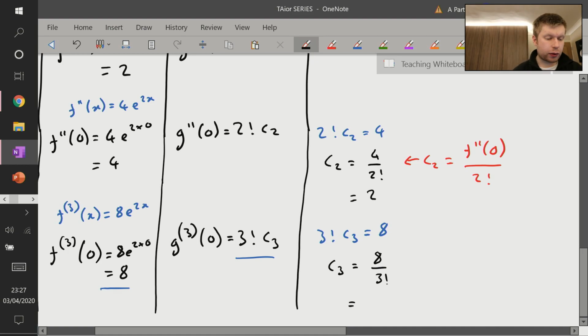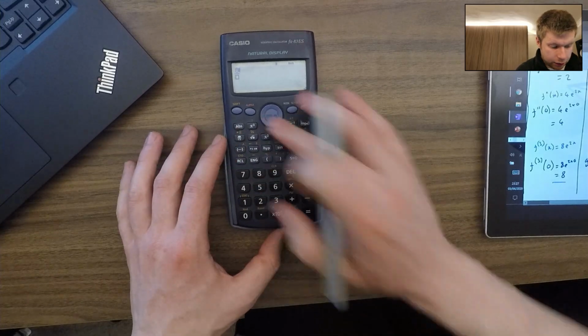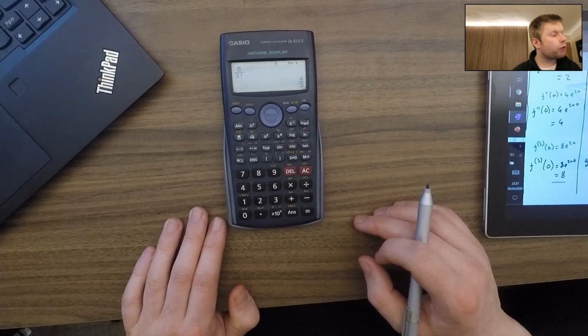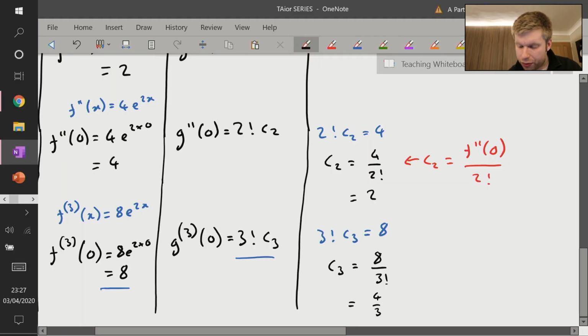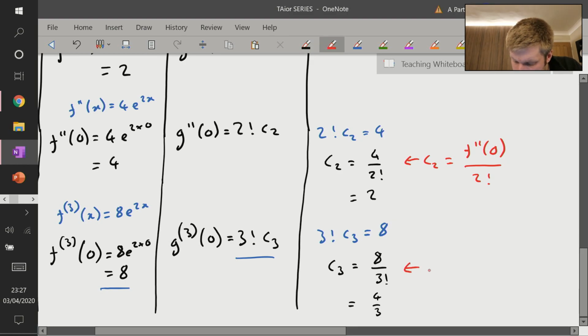So if I stick that into a calculator, I can do 8 divided by 3 factorial, and that comes out as 4/3. So in other words, this thing here will come out as 4/3. Just remember where I got that from. This came from saying that c3 should be equal to the third derivative of my true function, sticking in x equals 0, divided by 3 factorial. Remember, that came from the fact that I had the 3 factorial there.